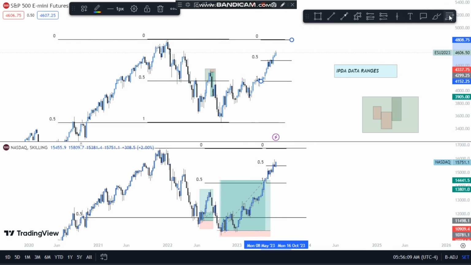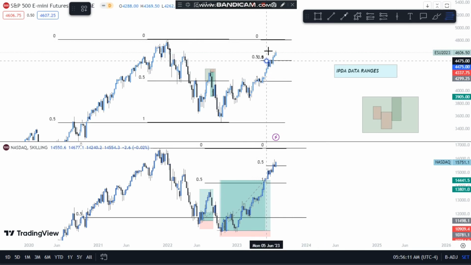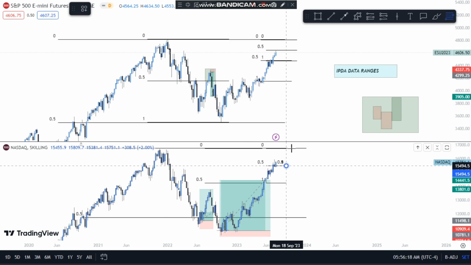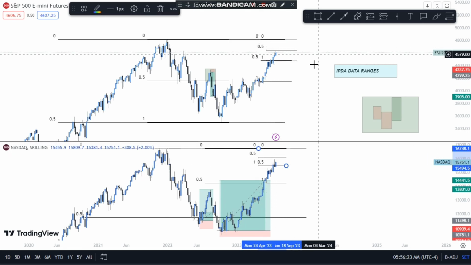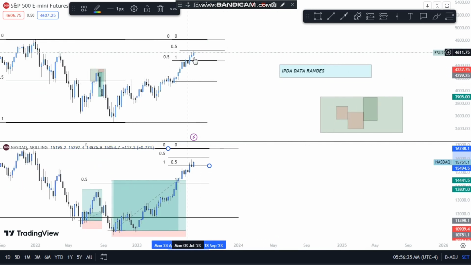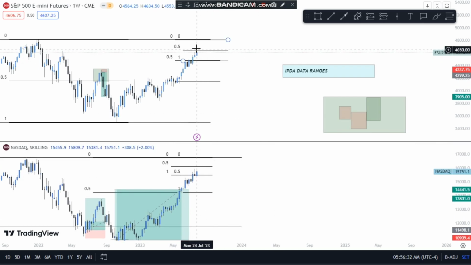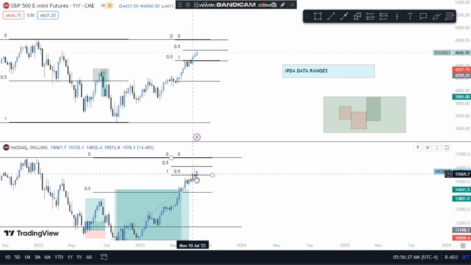Now if I draw another 0.5 fib level, you can see that it hasn't swept this level. Let's see if Nasdaq has. So still both haven't swept this level. So what you have to do right now is wait for the sweep of this line on these pairs. If S&P sweeps it and you get an order block, this is where you have to short, okay? And if Nasdaq sweeps it first and you get an order block, this is where you have to short.